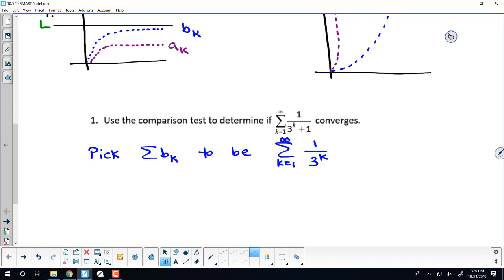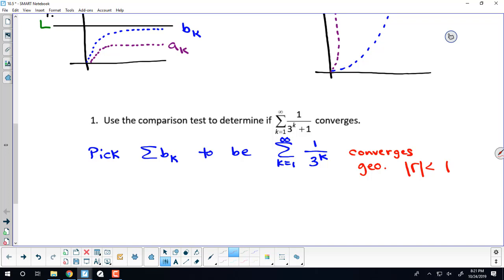And then whether we're using this comparison test or the other comparison test, it really depends on the series you chose. What does 1 over 3 to the k do? It converges. How do we know it converges? It's geometric, with its ratio, well, I don't know that this is needed, but the absolute value of the ratio is less than 1. So we've chosen a convergent geometric series to compare to.